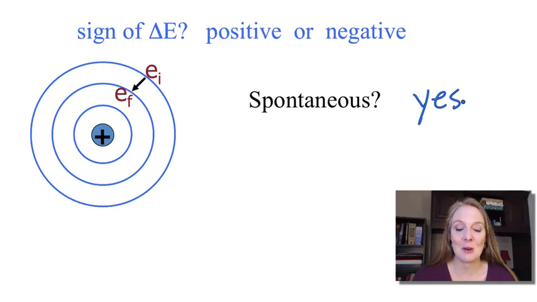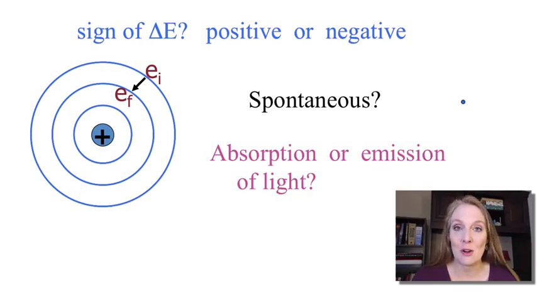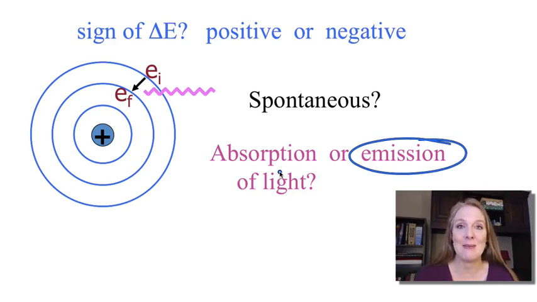Finally, is this process going to be an absorption or an emission of light? What do you think? Because we're going from a higher energy state to a lower energy state, some energy has to be given off by the atom, and in this case, the atom does that by emitting light.